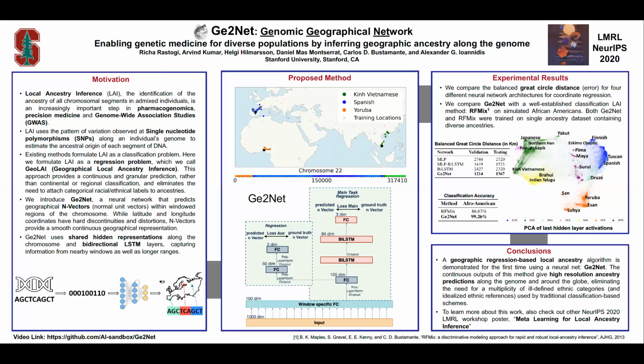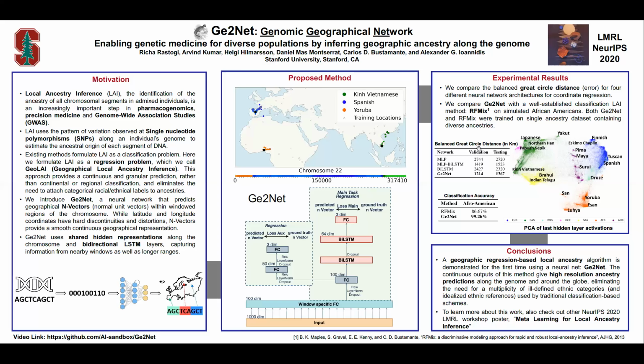The main idea for Ge2Net is that the hidden representation of the auxiliary network is fed into bidirectional LSTM layers that are able to take the context of nearby as well as longer ranges without having to specify the context range. Here is a sample output from the model. The chromosome belongs to an admixed individual with ancestry segments from Yoruba, Spanish, and Kinh Vietnamese. Ge2Net is able to regress the coordinates close to the actual location.